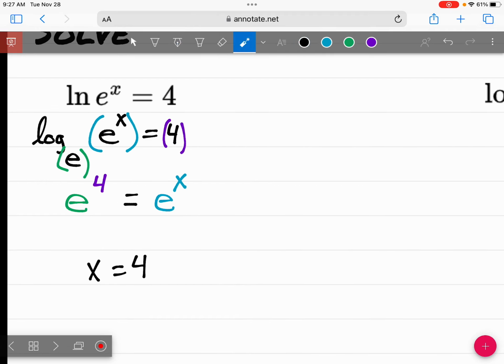You can also come up here and go, wait, I know that the natural log and the e are inverses of each other, and we get x equals 4. So you can take the shortcut way, or you can go the long way and rewrite it and show how it undoes itself.